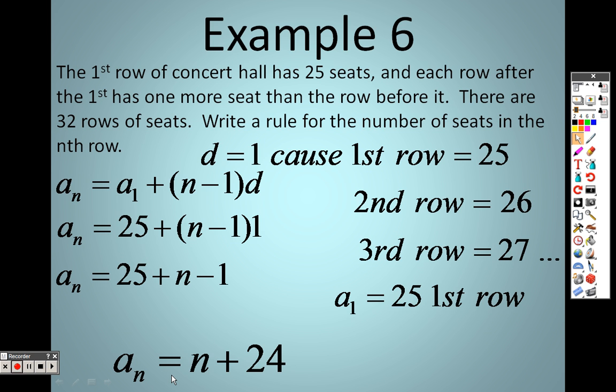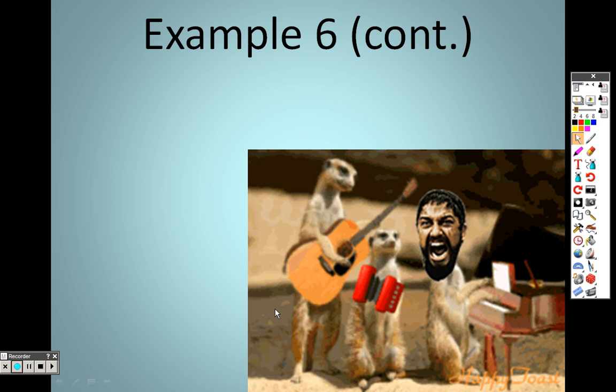That's my formula. So whatever I plug in for n, if I say, how many seats are in the 10th row, I just do 10 plus 24 and I get 34 as my answer. I could tell you right now there are 34 seats in the 10th row. So there's our rule to find the number of seats per row.